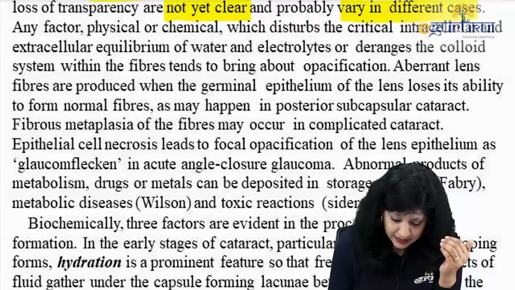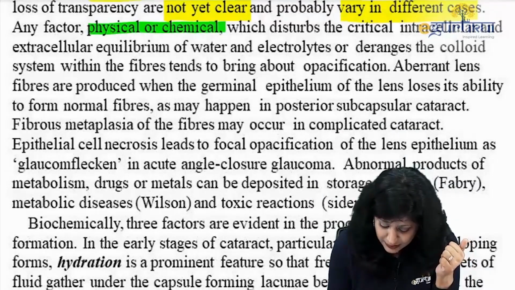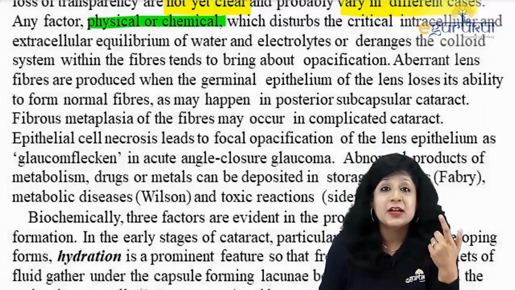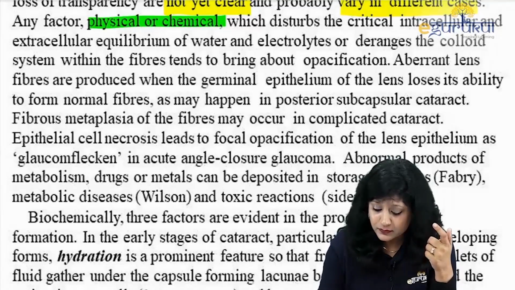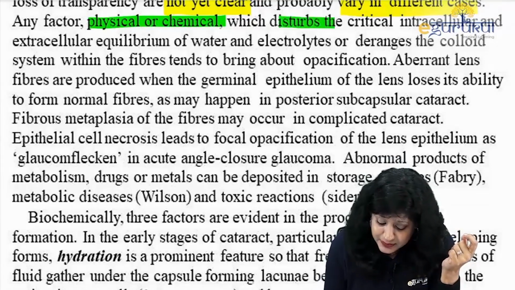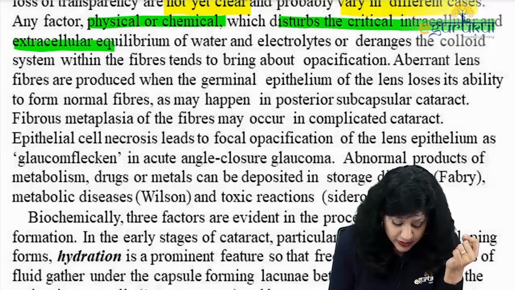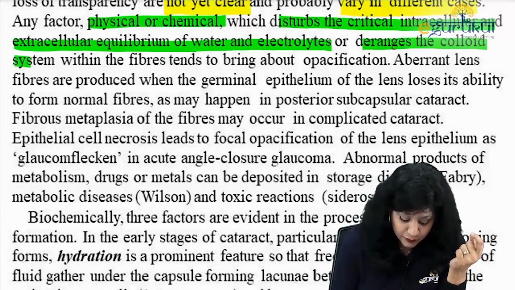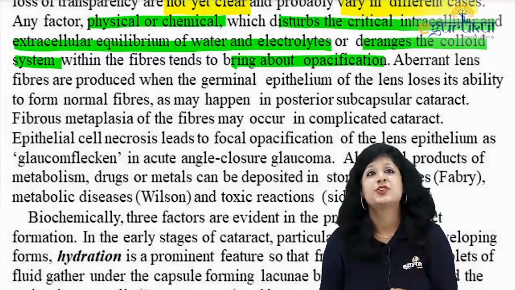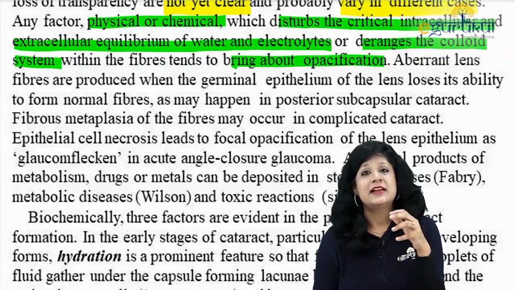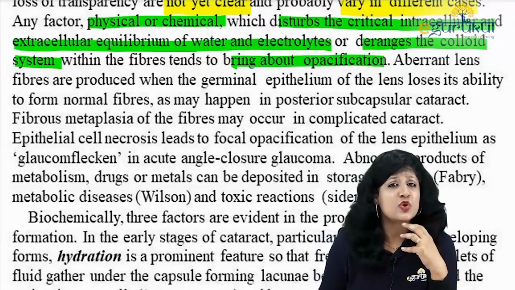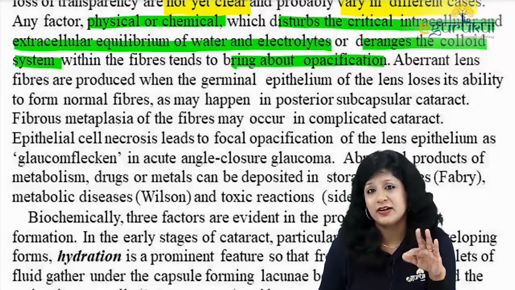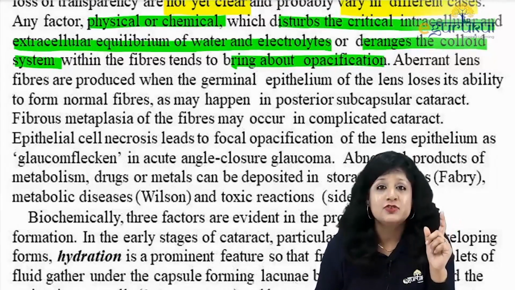Any factor, physical or chemical, which is disturbing the critical intracellular or extracellular equilibrium of water and electrolytes, or is deranging the colloid system, will bring about the opacification. So what they are saying is that the lens is an organ which contains so much water, 64%. So anything that disturbs that hydration content will obviously affect the transparency.